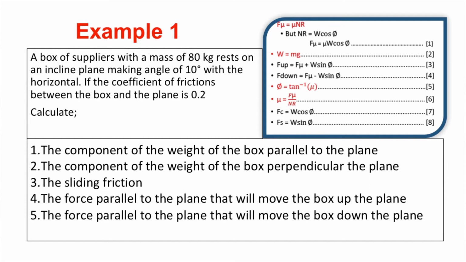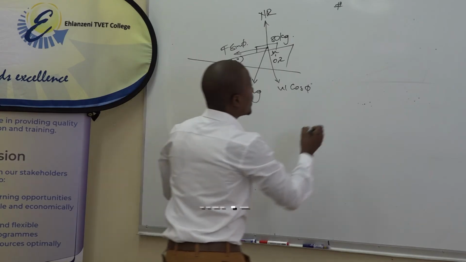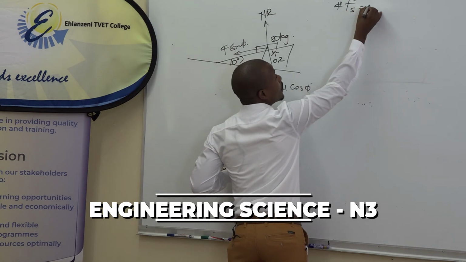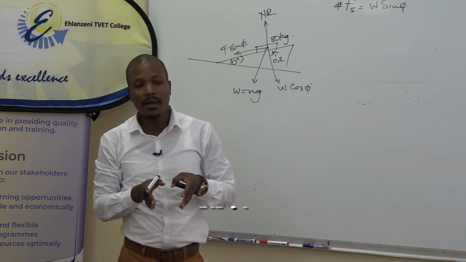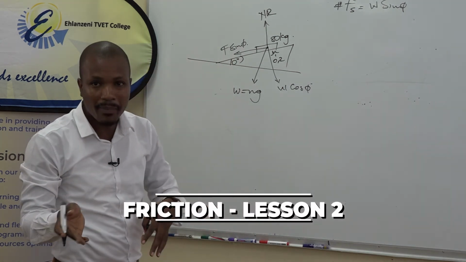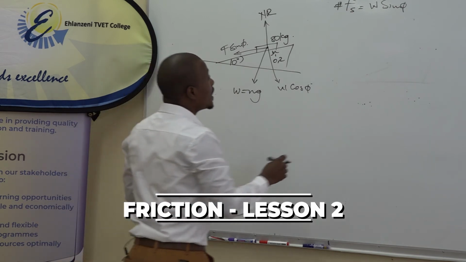Now the first question says, calculate the component of the weight of the box parallel to the plane. Which equation do we need to use? Parallel. Number 8, the last equation. That is the weight component of the box parallel to the plane. Fs is equal to W sine theta. Remember, we said parallel to the plane, sine. Perpendicular to the plane, cos. You must not forget that.